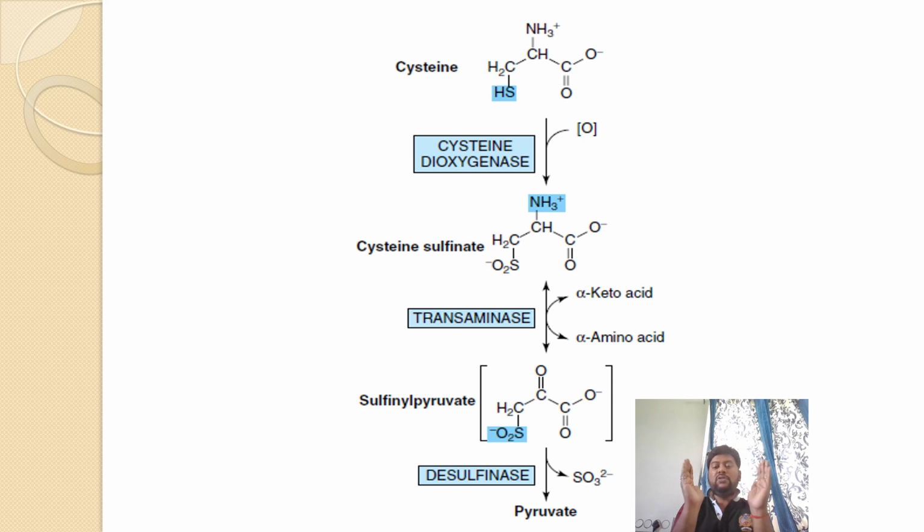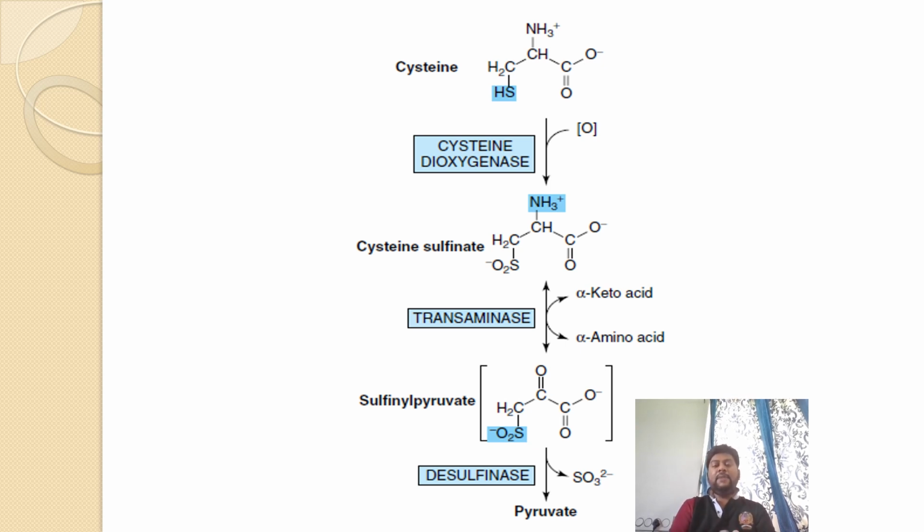So in both pathways, the destination is the same, but the routes are different. In the first pathway, there is just transamination, and after that removal of the sulfur atom. Here, oxidation takes place initially, which is subsequently followed by transamination and removal of the sulfur atom to ultimately form pyruvate. So this is how methionine and cysteine are synthesized and catabolized in our body.